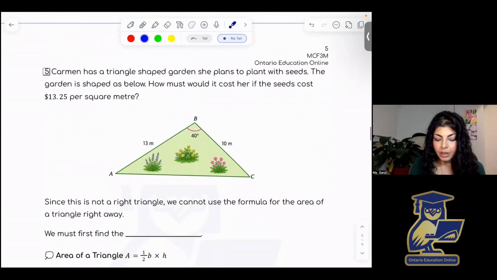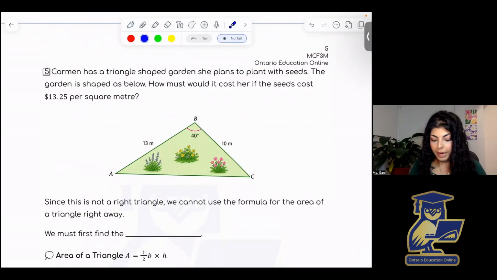Now here, Carmen has a triangle-shaped garden and she plans to plant it with seeds. The garden is shaped as below, and we're asked how much it would cost her if the seeds cost $13.25 per square meter. So here, we want to find the area of this triangle because we want to know how many square meters her garden is and use that information to calculate the cost.